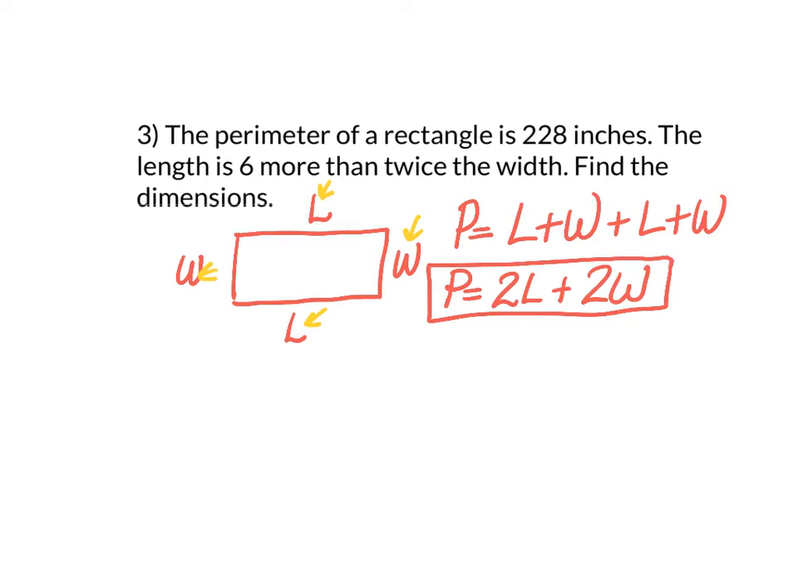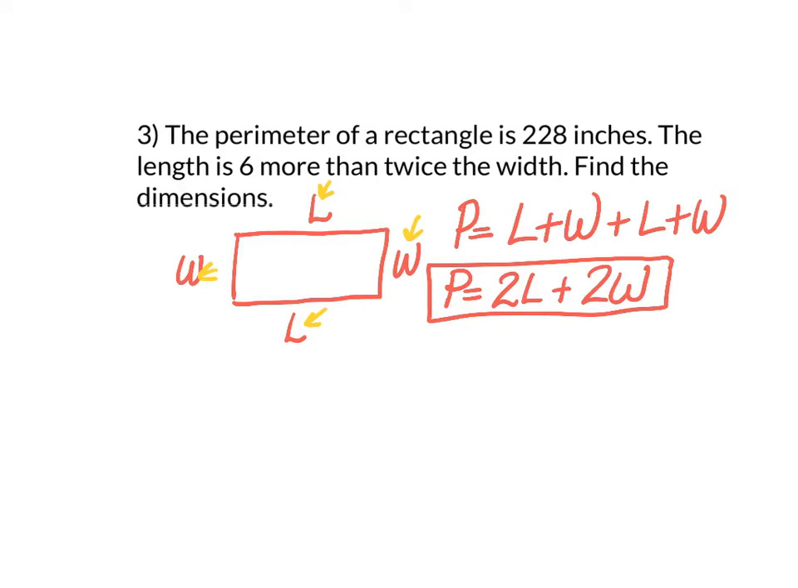Now when you're solving these problems that involve the perimeter of a rectangle, you are more than welcome to use the formula. I will tell you that I usually draw a picture, you'll see, and I combine like terms that way. So let's go ahead and start this problem. Number 3. The perimeter of a rectangle is 228 inches. The length is 6 more than twice the width. Find the dimensions.